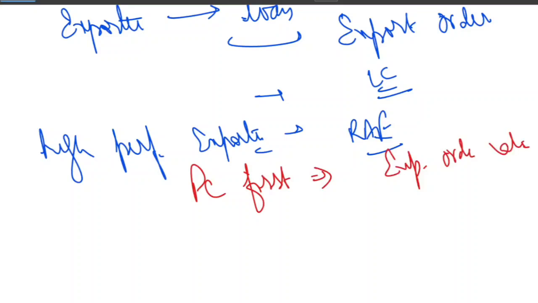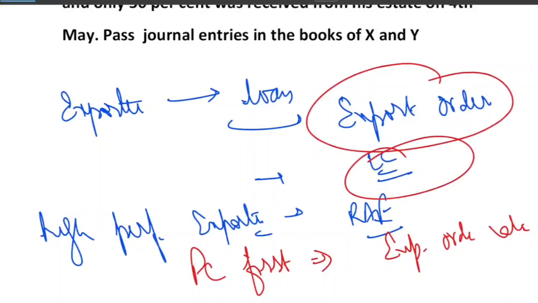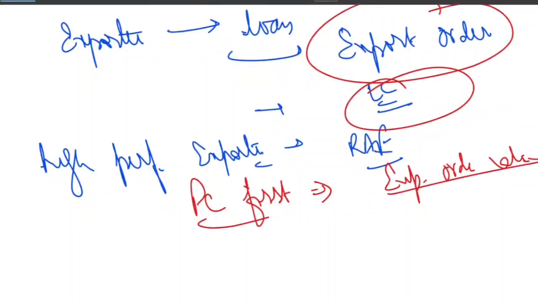So in the general way, what happens? First of all, the exporter gets a loan only when they show the export order or letter of credit to the bank. But for a high performing exporter, the bank gives a special privilege. Okay, so they can take packing credit first and then the export order later. This helps a smooth working capital cycle where raw material must be purchased before orders are finalized.